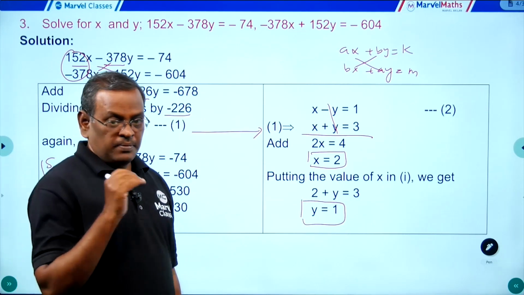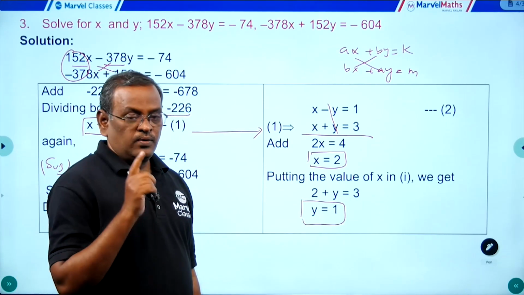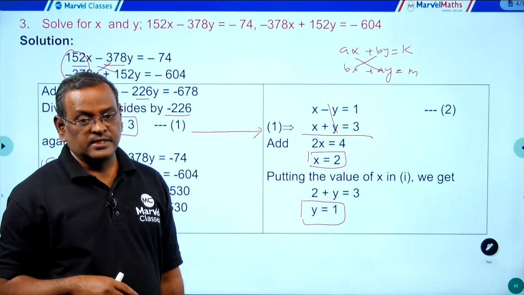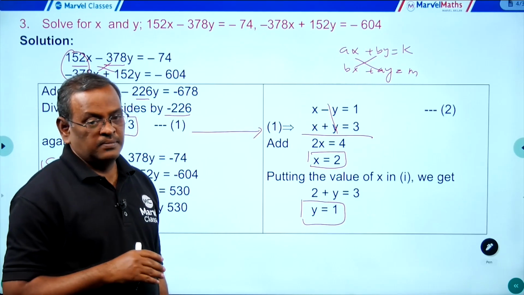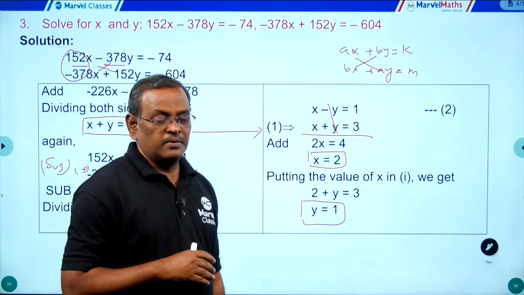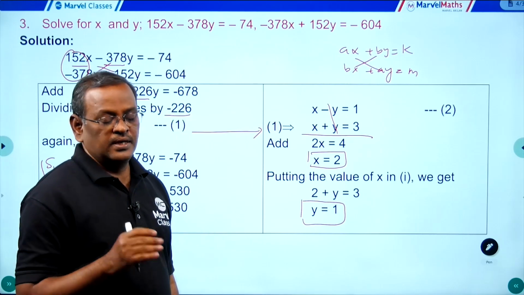So when you can apply the special method, don't forget this: only when the coefficients are interchanged with the same sign, you can apply the special method. Add both the equations, divide by the common factor, and subtract both the equations, divide by the common factor.